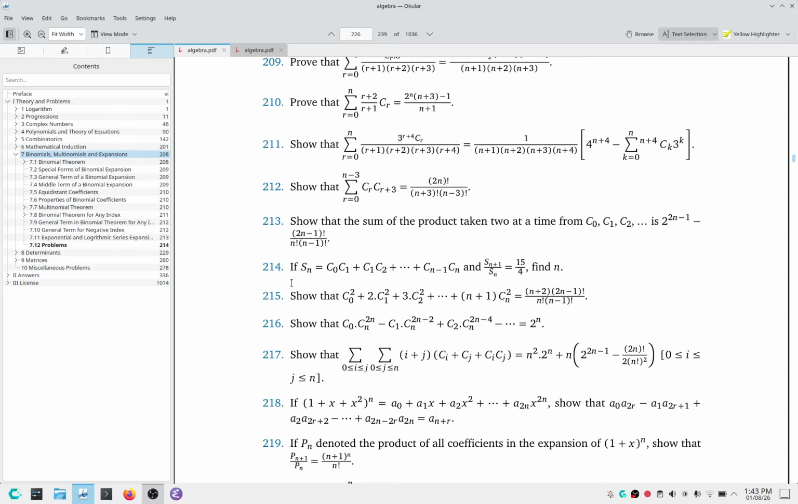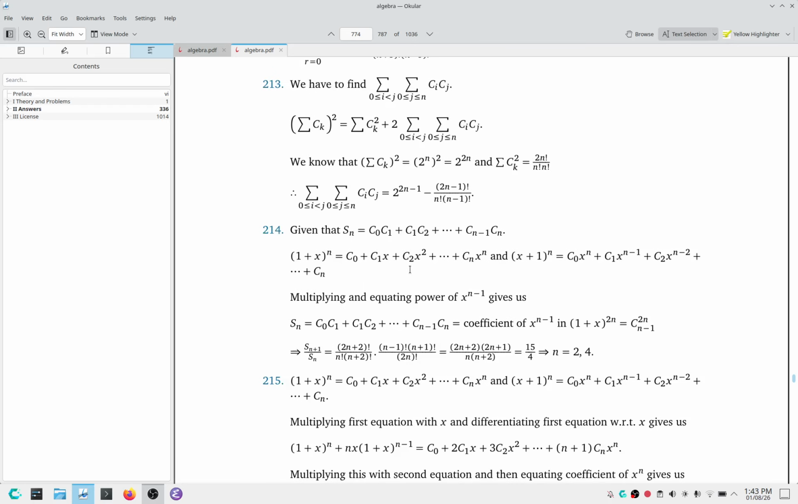Question 214 says that if Sn is equal to C0 C1 plus C1 C2 plus so on up to Cn minus 1 Cn, and Sn plus 1 upon Sn is equal to 15 upon 4, find n. So we know that 1 plus x to the power n is equal to this and x plus 1 to the power n is equal to this.